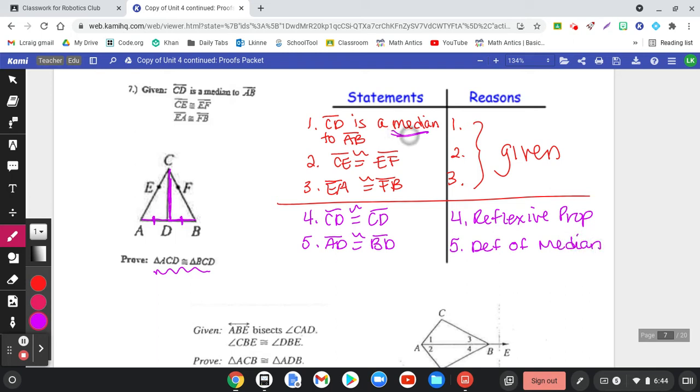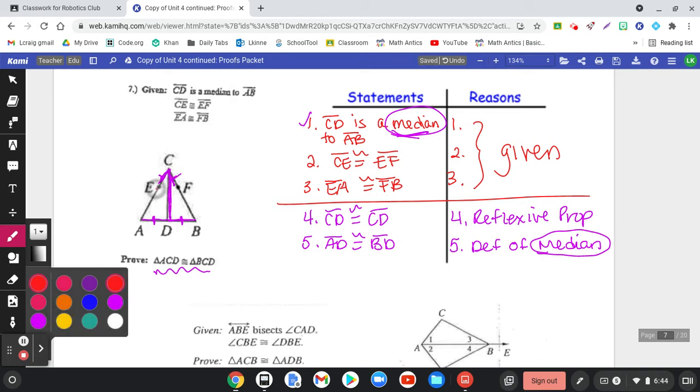Remember, whatever you see over here in your statements is going to be one of your reasons. All right, so we've used number one. Number two, CE is congruent to EF. Oh, that's just this little guy. And EA, so from here to here, is congruent to FB.